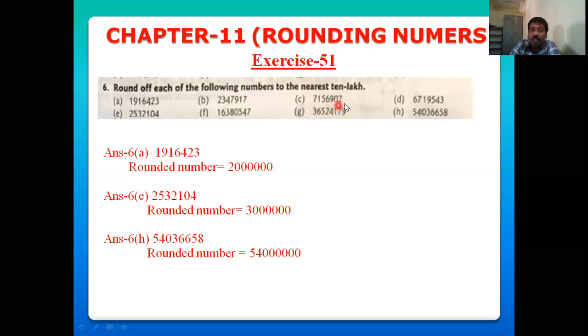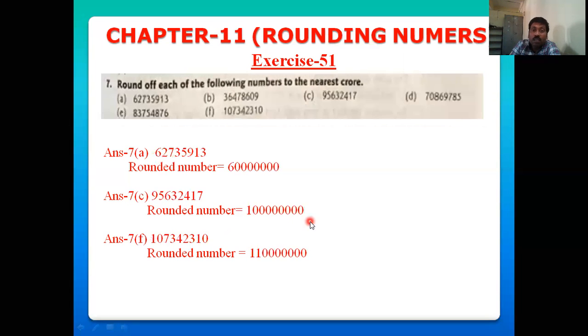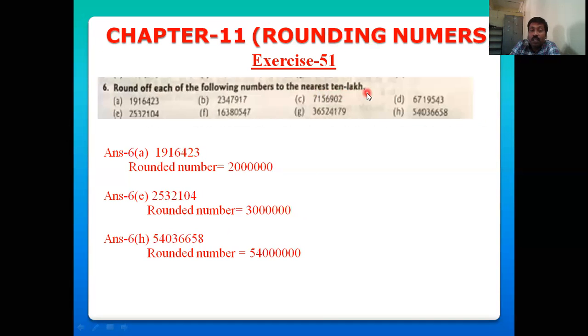Now here is the 10 lakhs. Now, boys, here ones, tens, hundred, thousand, 10,000, and the lakh. It makes the 1, and then 1, 2, 3, 4, 5. So write 5 zeros. Okay. Now, see the next question: nearest 10 lakh. In the same way, we can solve the question.